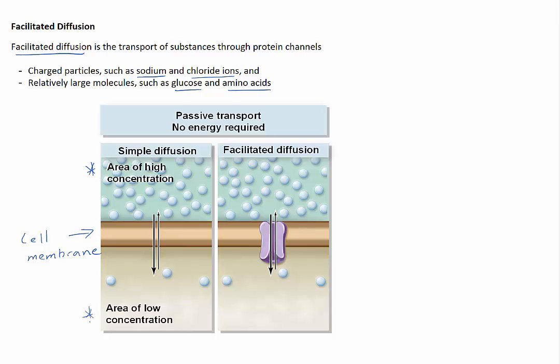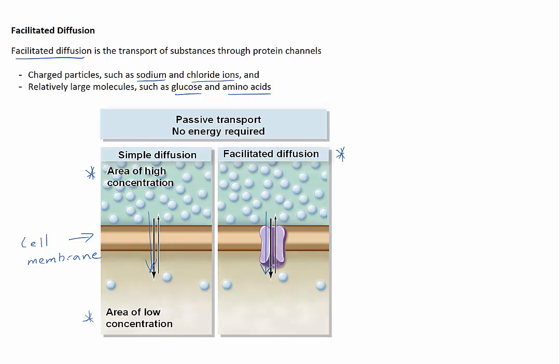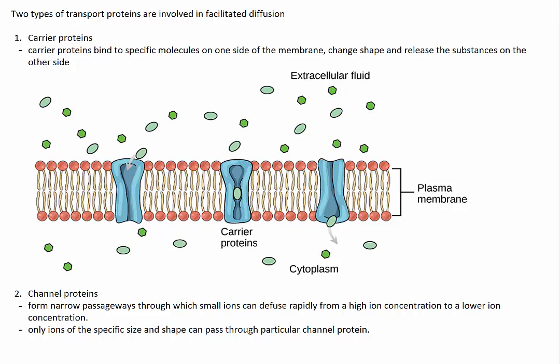And this solute is able to move freely through the phospholipid bilayer, which means it's going to move from the area of high concentration to the area of low concentration down a concentration gradient. And the only difference between that and facilitated diffusion is that facilitated diffusion occurs through transport proteins, as shown on this diagram on the right. There are two types of proteins that are involved in facilitated diffusion, and these are carrier proteins and channel proteins.